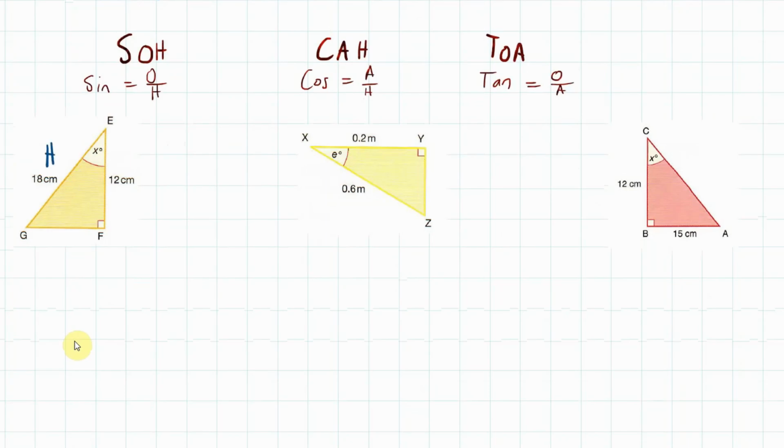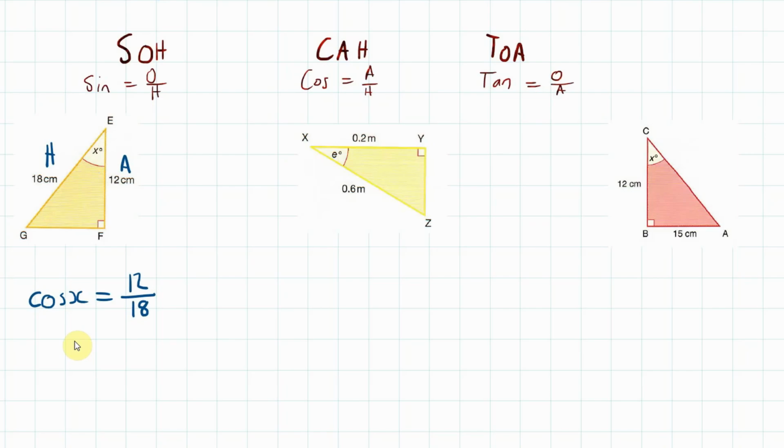Okay, the first one here, we've got to label our sides again. So we've got a hypotenuse because it's opposite the 90-degree angle. But this 12 is actually not opposite this time, it's adjacent to the x. So you can see that we're dealing with CAH, adjacent over hypotenuse. So we're going to go cosine x equals adjacent, which is 12, over hypotenuse, which is 18.